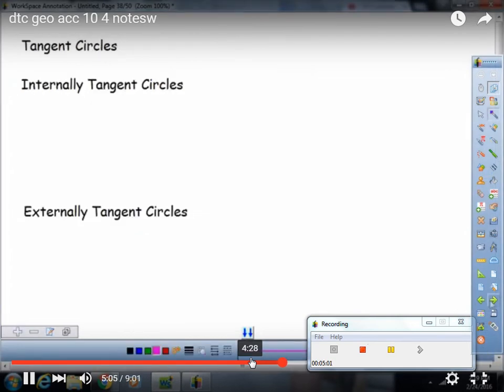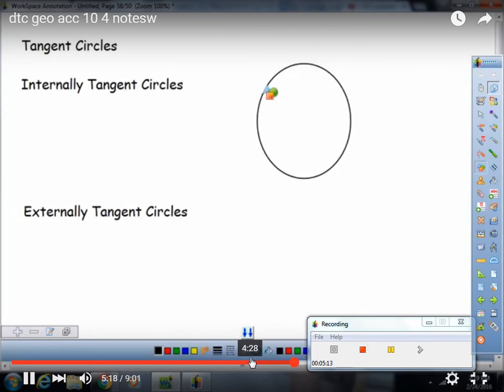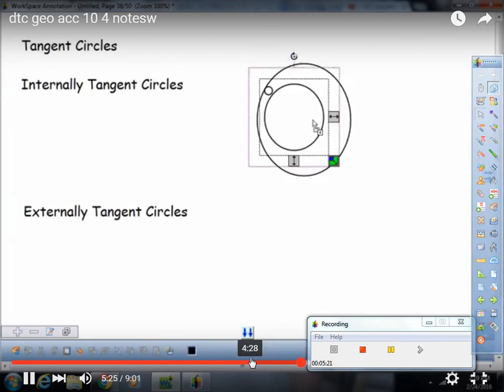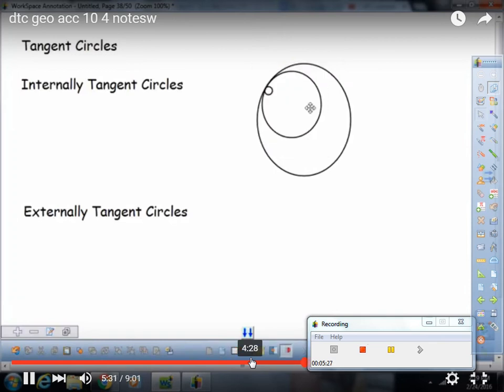Here are two different vocabulary words. So we've got internally tangent circles, and we have externally tangent circles. Internally tangent circles are circles that share a point of tangency, whereas one circle or more than one circle lies completely on the interior of another circle. So there you have three circles that are internally tangent to each other. They all share the same point of tangency.